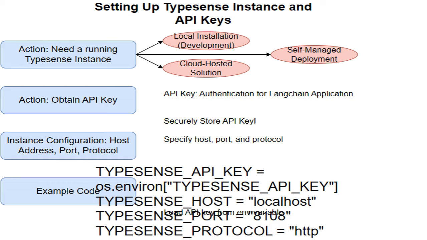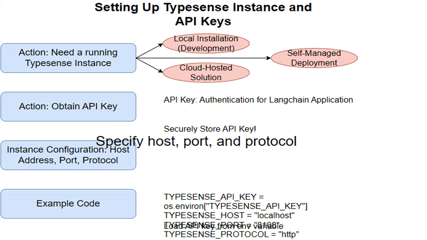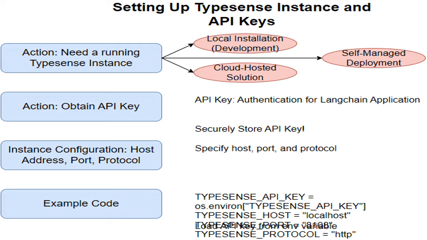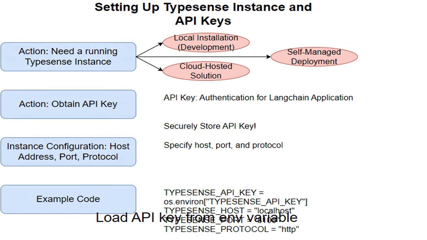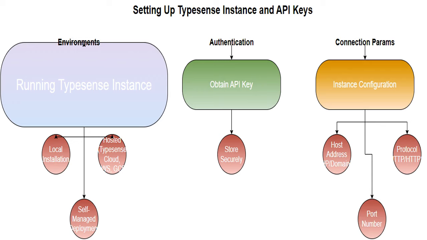It loads the API key from an environment variable, ensuring it's kept separate from the code for security. The example script demonstrates setting the host to localhost, the port to 8108, and the protocol to HTTP. Secure storage of the API key is crucial, and should be handled with utmost care to prevent unauthorized access. An API key can be loaded from environment variables, like TYPESENSE_API_KEY, enhancing security.